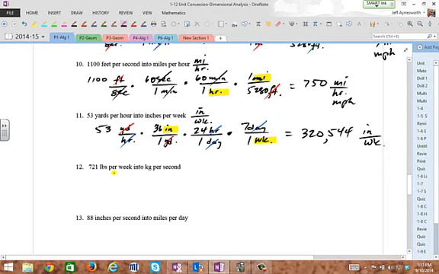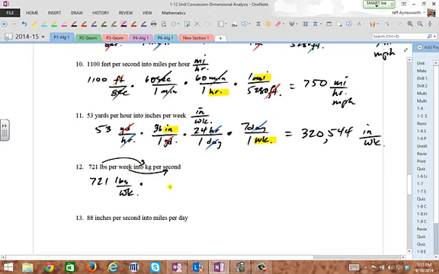So pounds per week. Suppose an animal eats 721 pounds of something per week. What is that in kilograms per second? Not that he can eat that fast, but what would it be per second? I don't know. Let's figure it out. So we got to convert pounds to kilograms, and then we got to convert weeks to seconds.